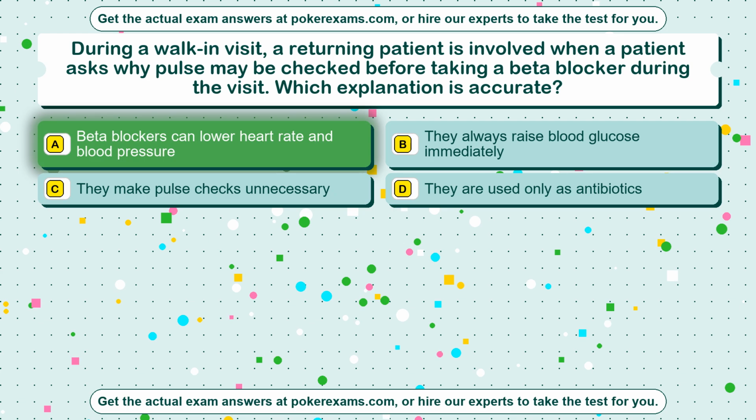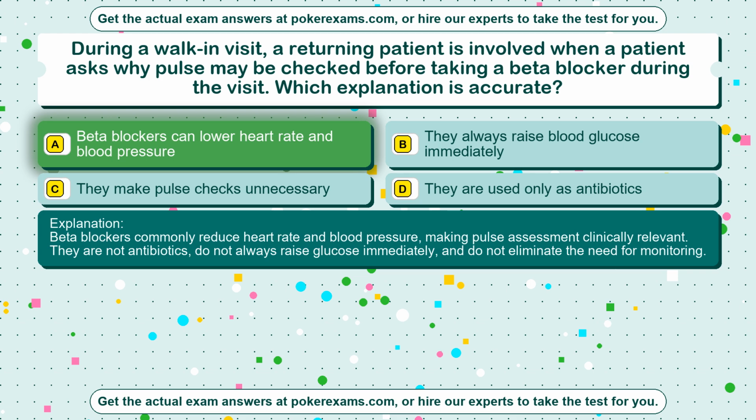The correct answer is option A, beta blockers can lower heart rate and blood pressure. Beta blockers commonly reduce heart rate and blood pressure, making pulse assessment clinically relevant. They are not antibiotics, do not always raise glucose immediately, and do not eliminate the need for monitoring.